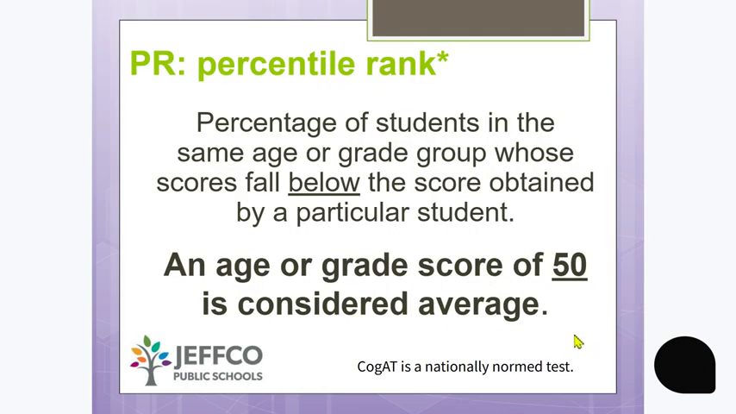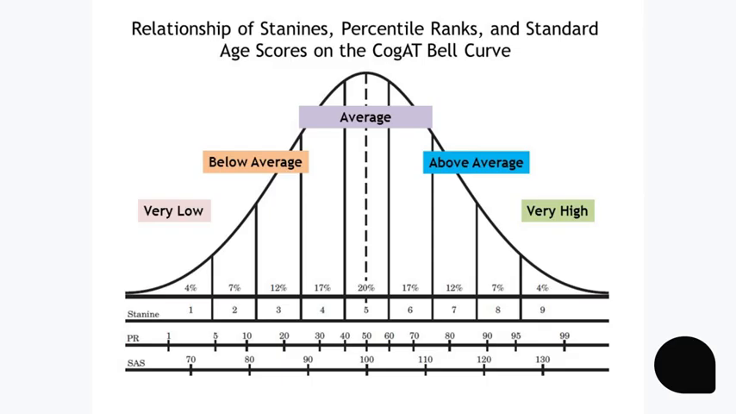Percentile rank is the percentage of students in the same age or grade group whose scores fall below the score obtained by a particular student. An age or a grade score of 50 is considered average. So again, on the stanine scale, that 5 or that 50 is right there in the middle.